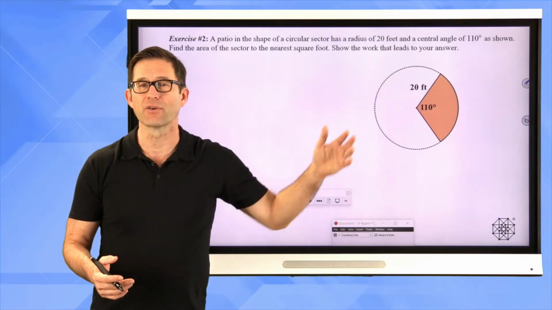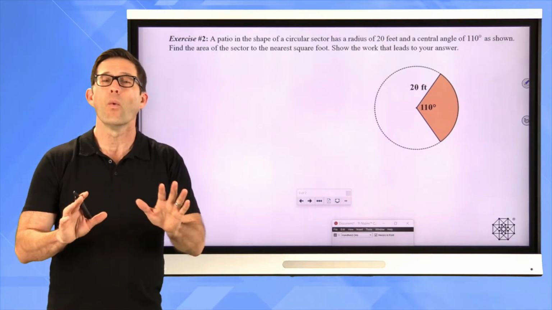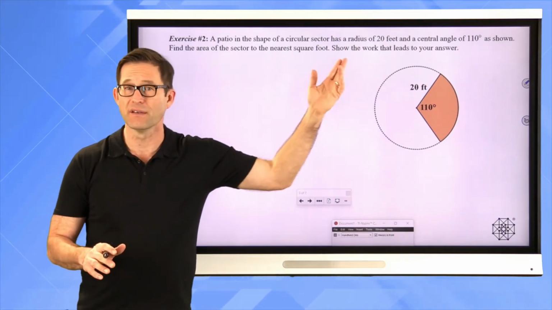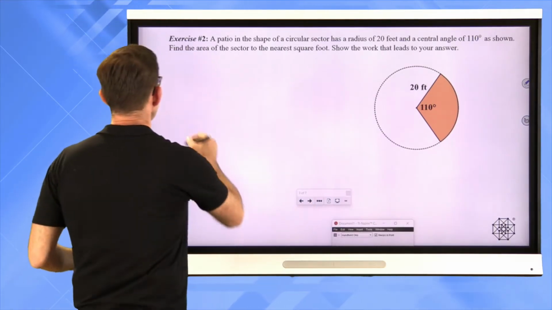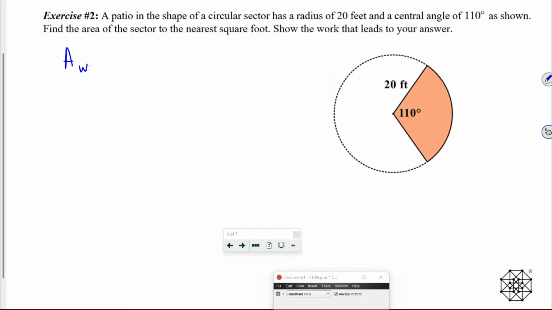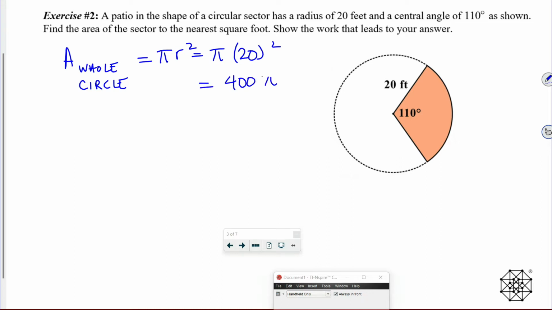Whenever I have a sector, the first thing I always consider is the area of the entire circle, because that's what I'm looking for. So the area of the whole circle is going to be pi r squared, which is pi times 20 squared, and that's going to be 400 pi.